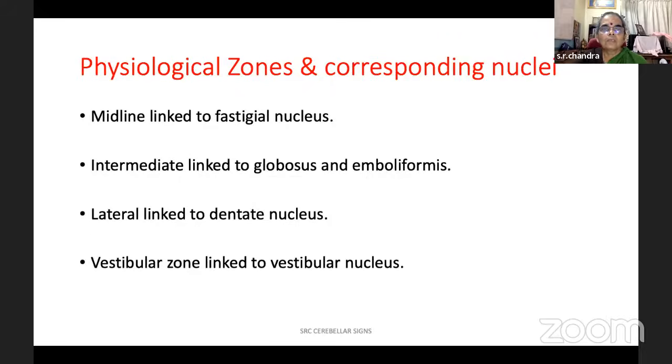So the corresponding nucleus of each zone: the midline is linked to the fastigial nucleus, the intermediate part is linked to the globosus and emboliformus, the lateral part is linked to the dentate nucleus, and the vestibular zone to the vestibular nucleus.